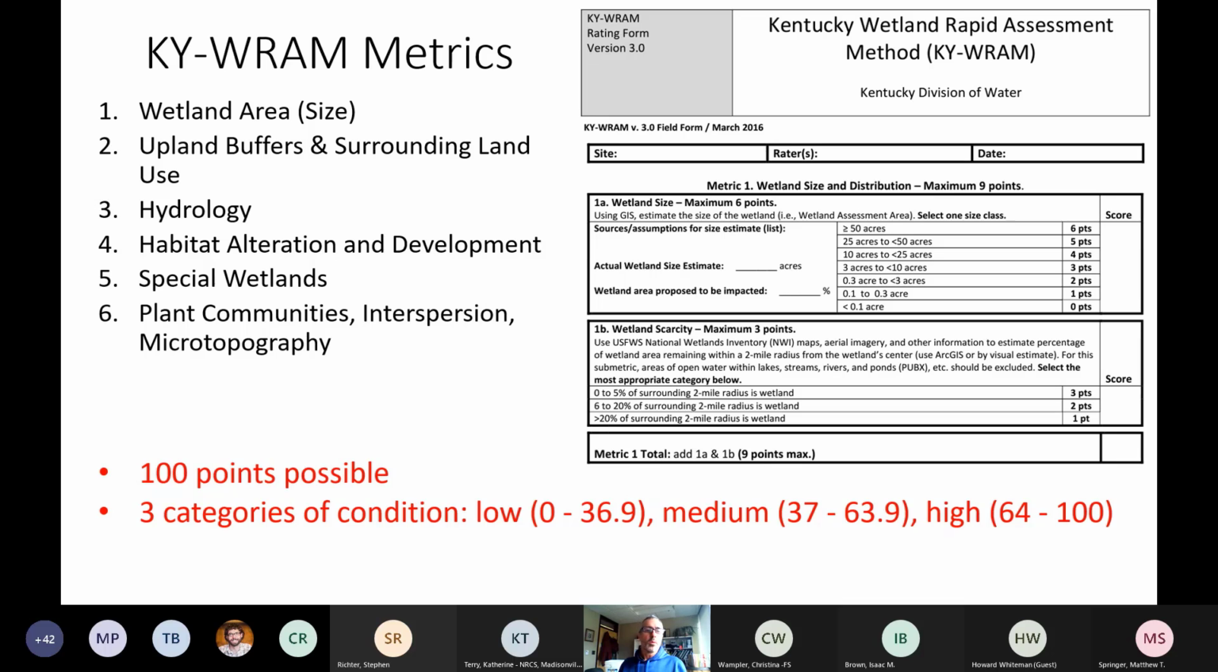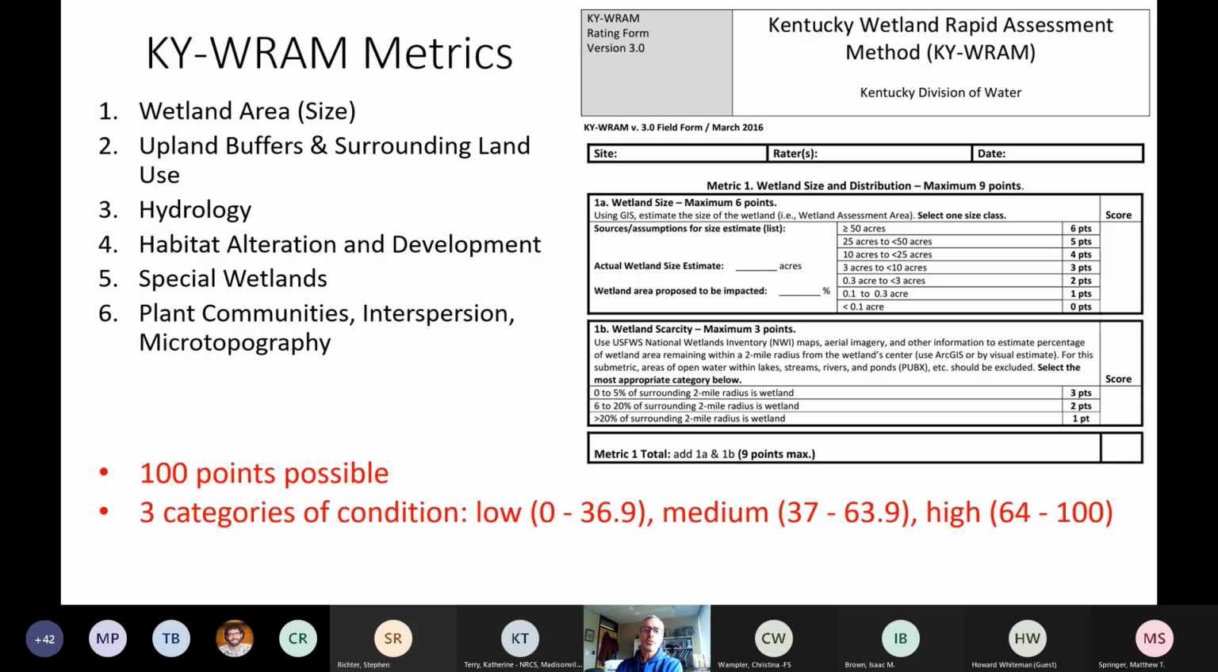And then those 100 possible points have been divided into 3 categories. So we come out with a low, medium, and high category system that is useful, I think, to managers and regulators to better fit it into context with how it compares to other wetlands and how it might be scored basically just on its condition.